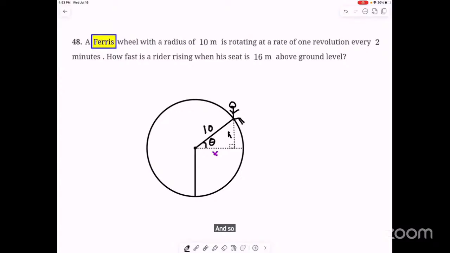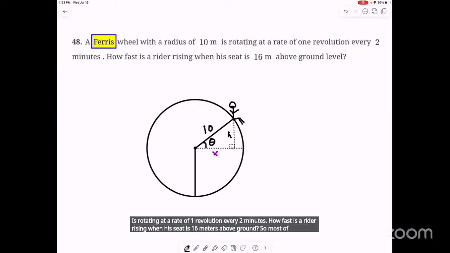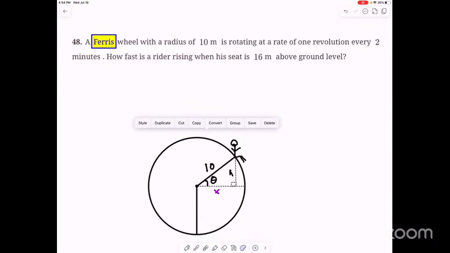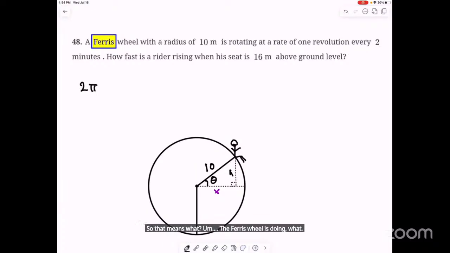It says a Ferris wheel with a radius of 10 meters is rotating at a rate of 1 revolution every 2 minutes. How fast is a rider rising when his seat is 16 meters above ground? Most of this is actually pre-cal. It's doing 1 revolution every two minutes, so that means the Ferris wheel is doing 2 pi radians every 2 minutes. So it does 1 complete revolution.